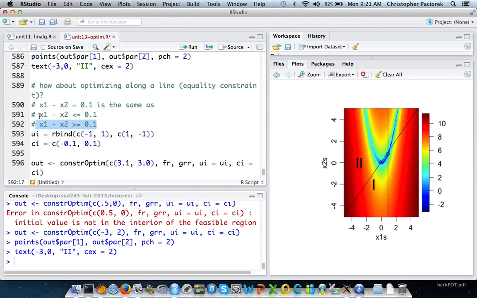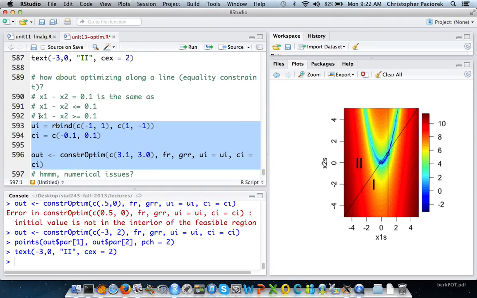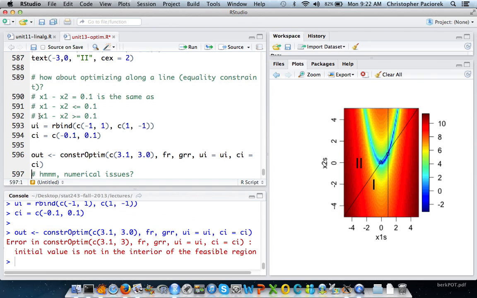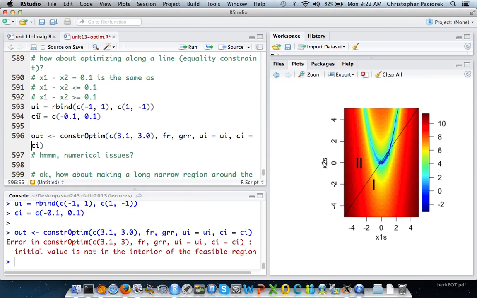So I thought, well, maybe I can put those two constraints in and get it to do the minimization along the line. Turned out I was trying to be a little bit too clever for my own good, apparently, because whatever I did in terms of giving it an initial value, it wouldn't accept the initial value.